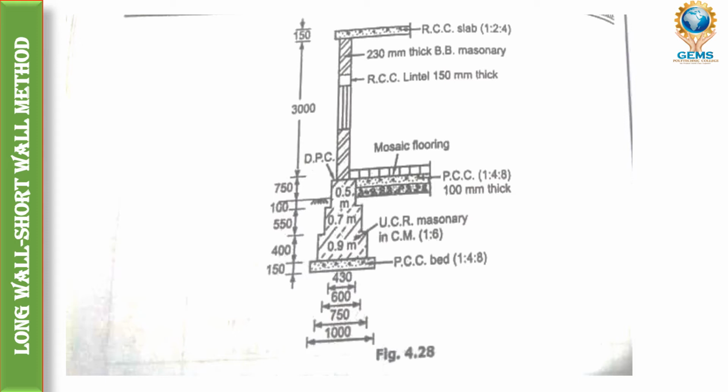Now we are going to solve the problem. So the next one we are going to find is for DPC. First we are going to find for DPC in cement concrete 1 is to 2 is to 4, providing and laying with compacting, curing, etc.